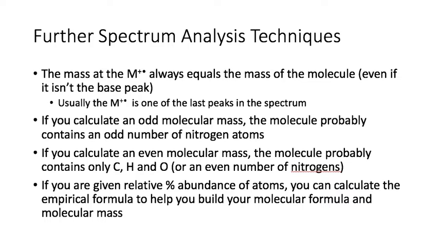If you calculate an odd molecular mass, the molecule probably contains an odd number of nitrogen atoms. If you calculate an even molecular mass, the molecule probably contains only carbons, hydrogens, and oxygens, or possibly an even number of nitrogens. And if you're given a relative abundance of atoms, for example a % of carbon and a % of hydrogen, you can go back and use your Gen Chem knowledge of calculating empirical formulas to help you build that ratio to get to your molecular formula and your molar mass in conjunction with your mass spec.